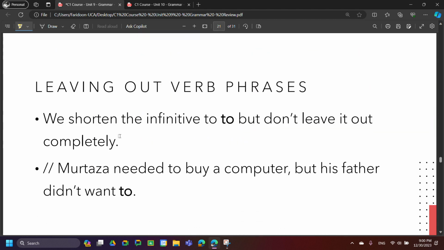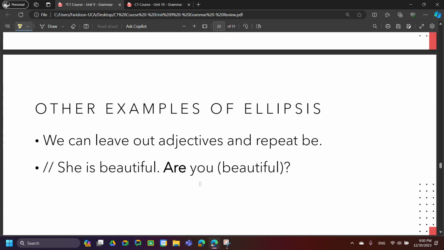Okay. We shorten the infinitive to to, so we're making the infinitive very short. We're removing the verb number one, or we're removing the verb part, and we just keep the to, but don't leave it out completely. So we're not completely removing the infinitive. For example, Murtaza needed to buy a computer, but his father didn't want to. So I'm not saying didn't want to buy a new computer or didn't want to buy a computer, but I'm just gonna say didn't want to. So the to part is enough.